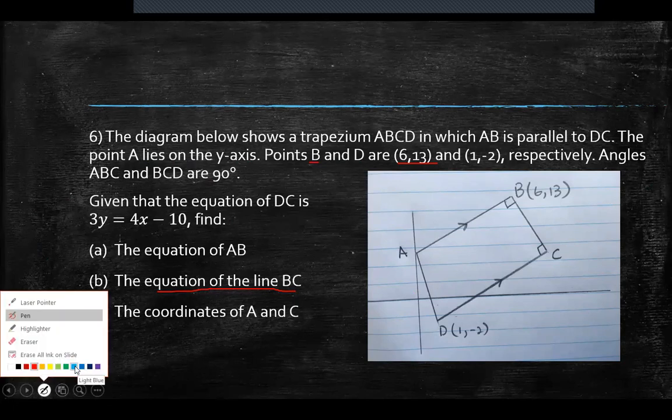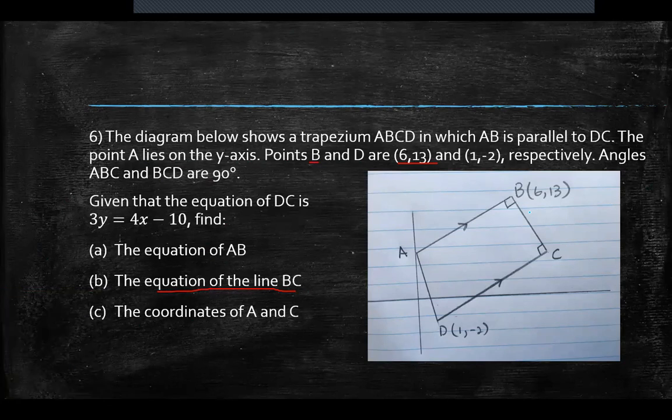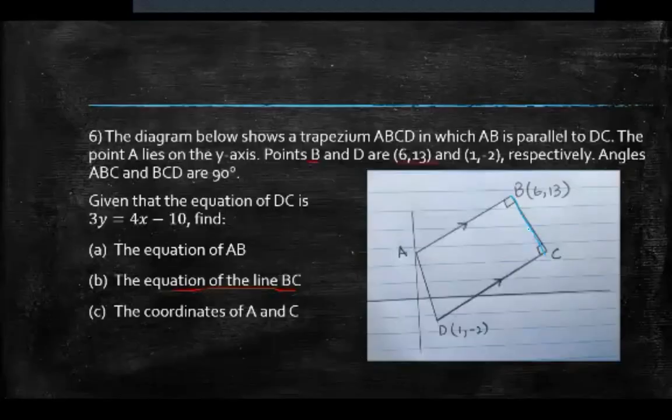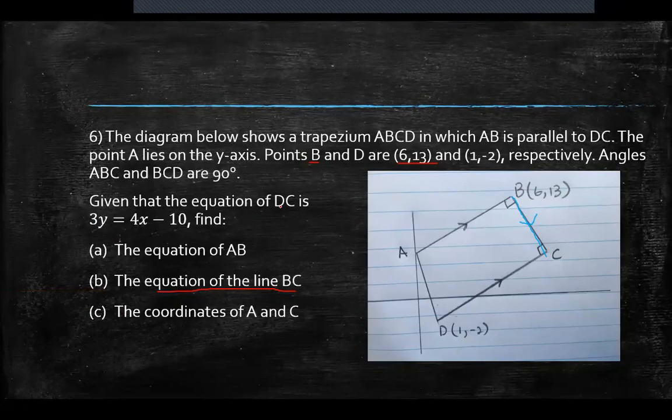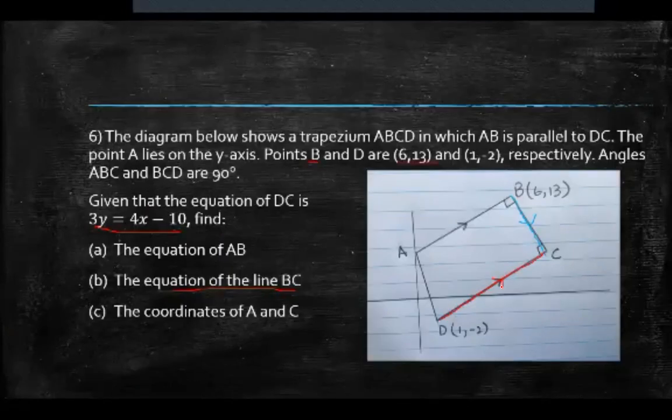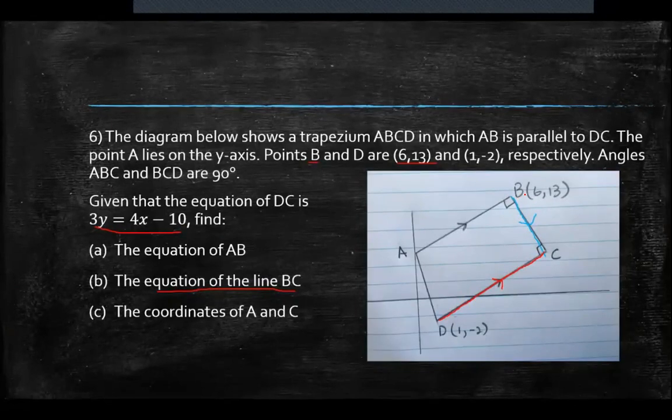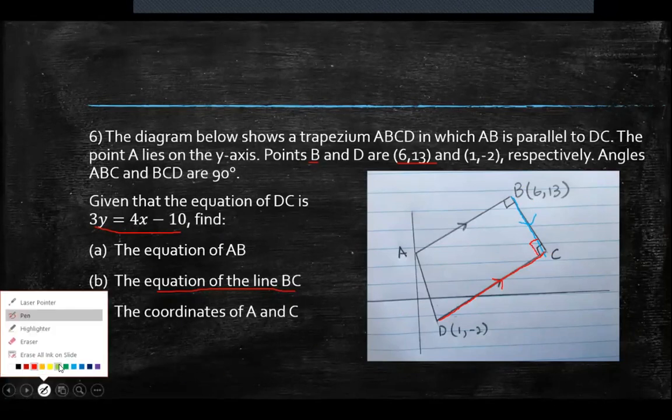If you look at this diagram, whenever they give you a diagram, make sure to use it too. This line right here, that's BC. They also told me DC, remember DC is this, the red line in the diagram. Can you agree that the line BC and the line DC are perpendicular to each other? Yes or no?